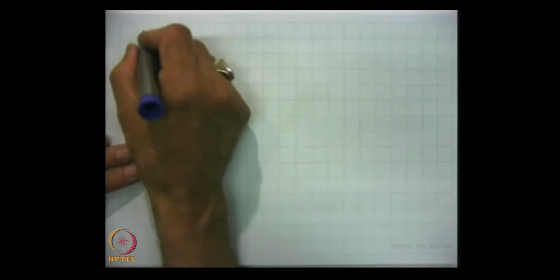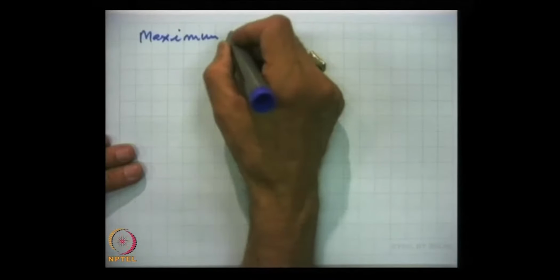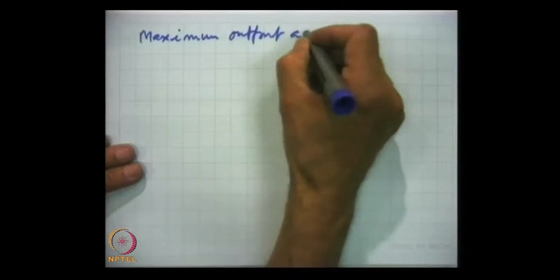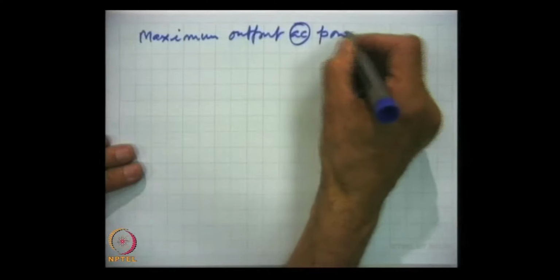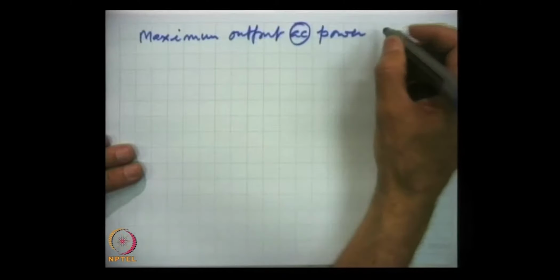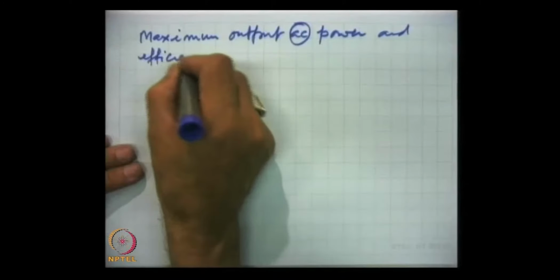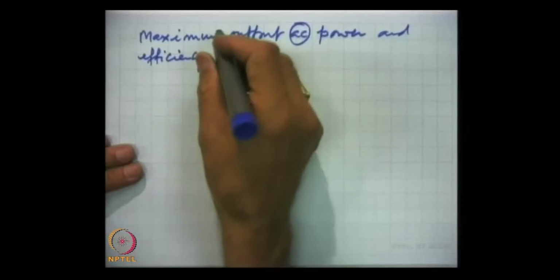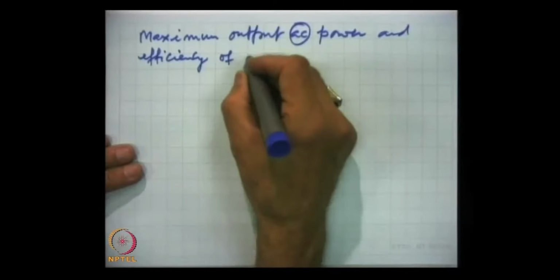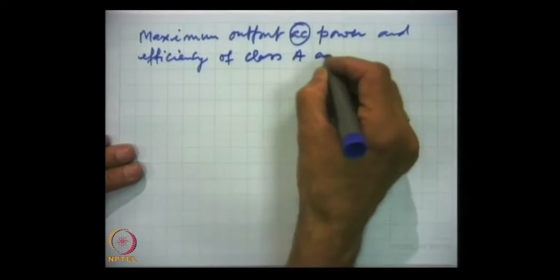So now we start the analysis of the class A power amplifier, and for that we find out the maximum output power, the output AC power, since we are concerned with AC power, and the efficiency of the class A amplifier.